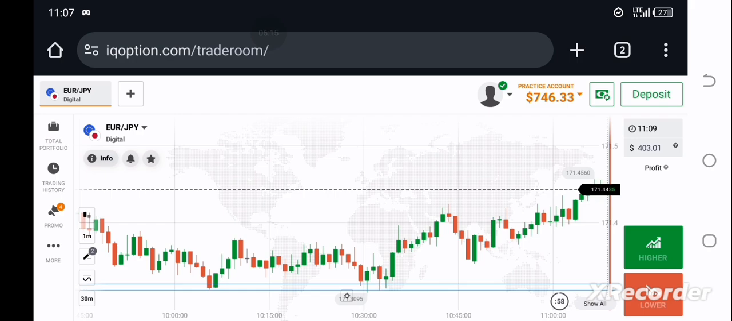So I hope you are using this same strategy to practice. Mark out your support and resistance level. After marking out your support and resistance level, wait for the market to get to that point again. Once the market gets to the point, switch from 1 minute to 5 seconds.